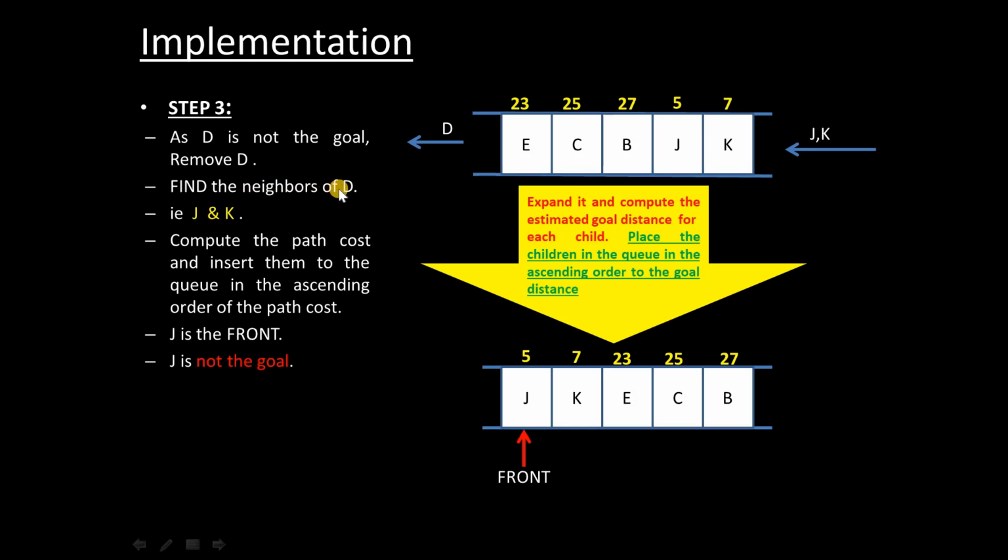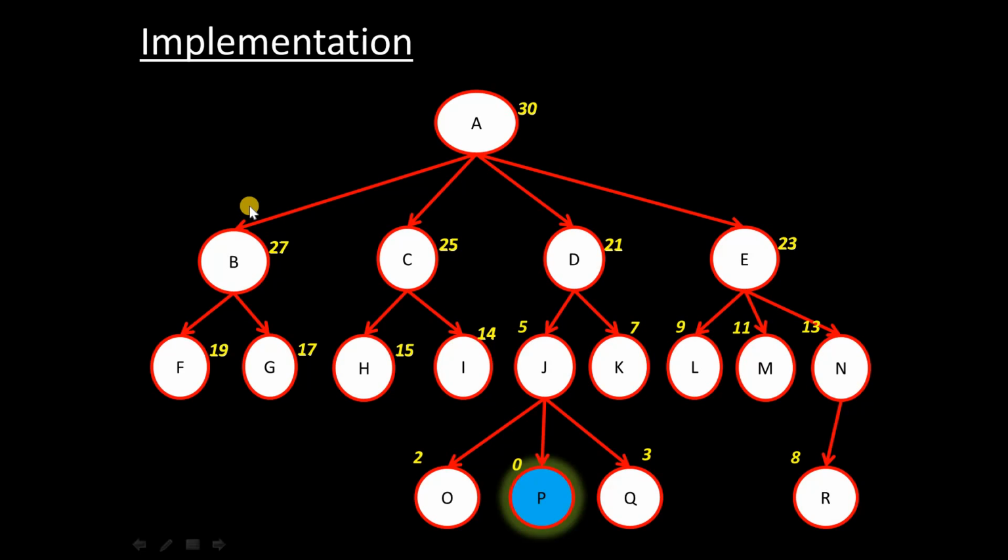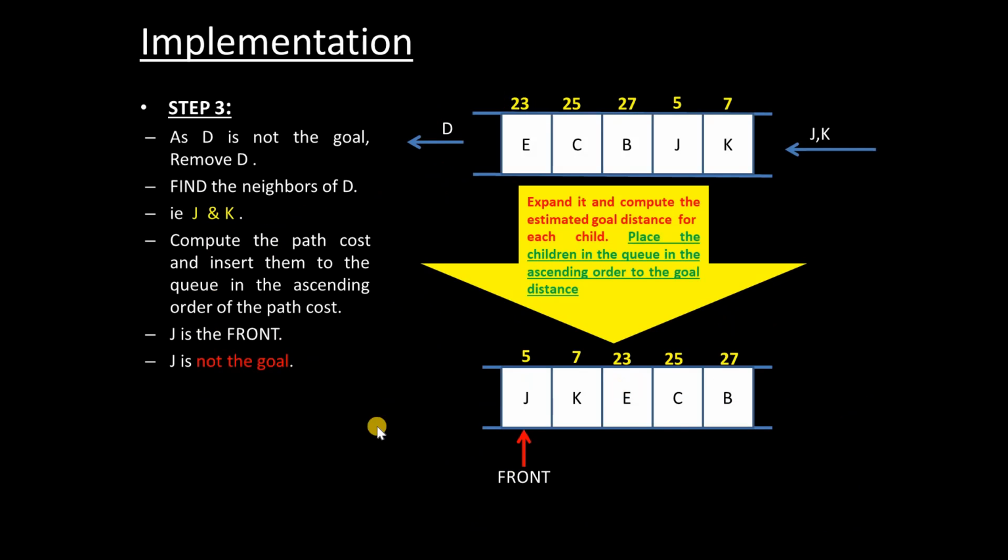Find neighbors of D. Which are the neighbors of D? J and K. See the algorithm here. Neighbors of the D are J and K. So we have removed D and inserted J and K. See. And write the cost of those blocks as well. So we have 23, 25, 27, 5, 7.